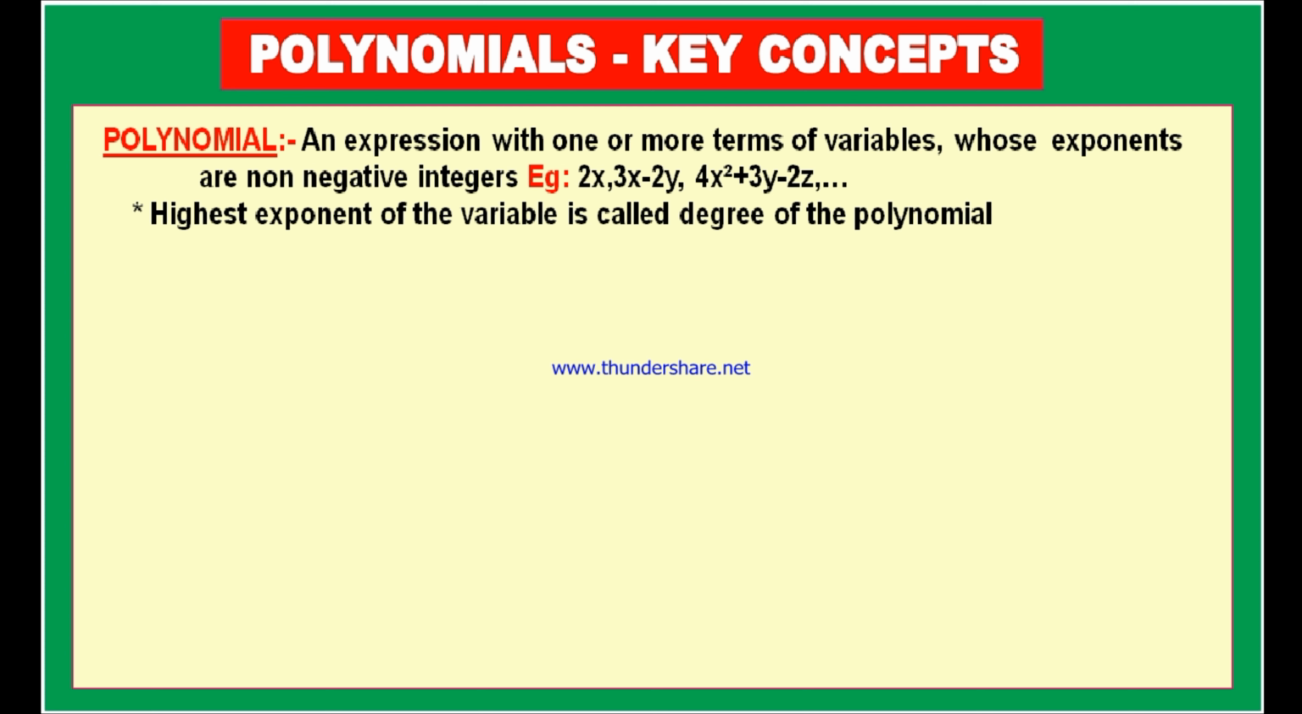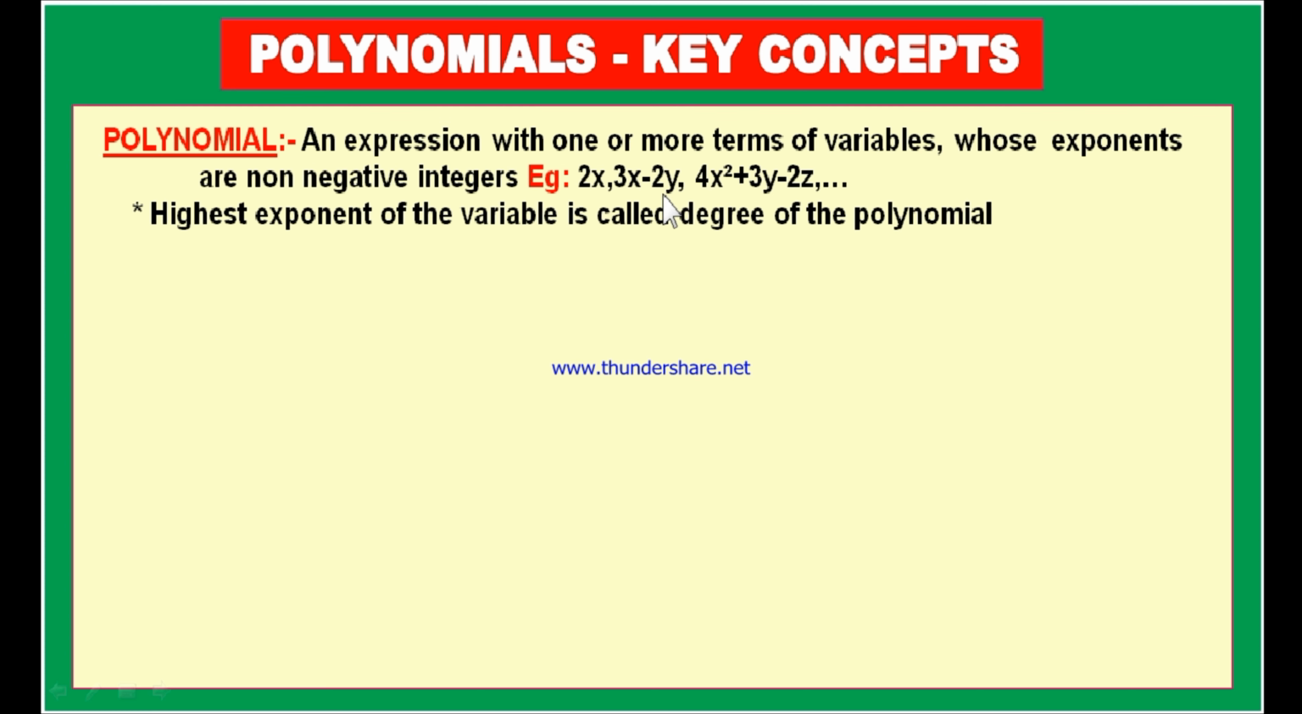Look at the polynomials that are given as examples in the above case. One polynomial is 2x, the second polynomial is 3x minus 2y, and the third polynomial is 4x square plus 3y minus 2z. Now in the first polynomial there is only one term. What is the exponent of the variable here? The exponent of the variable is 1. As there is only one term, there is no question of a highest exponent. Therefore 1 is the exponent. Then you can say that the degree of this polynomial is 1.